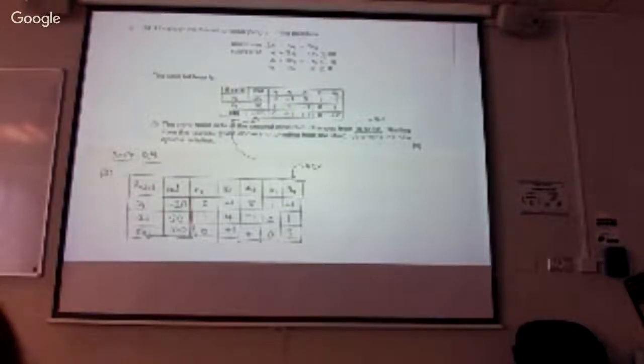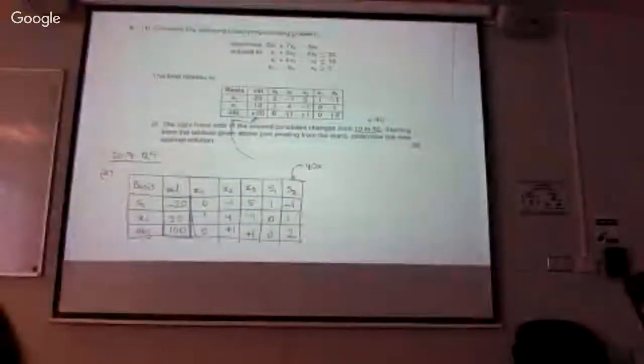So what's next? Yeah. Got to dual pivot. Why? Because there's a negative number in the val column. There's a negative value in the val column. You have to dual pivot. Where do you dual pivot?